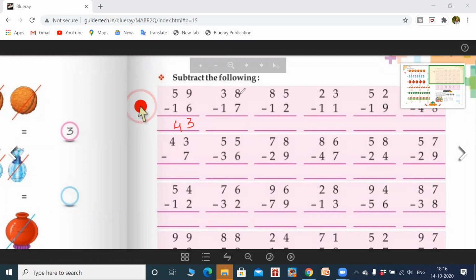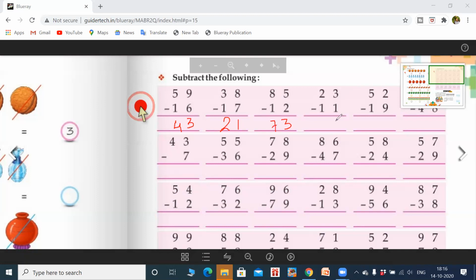Now subtract 7 from 8. 8 minus 7 is 1. 3 minus 1, that is 2. 21 is the answer. 5 minus 2 is 3, and 8 minus 1, that is 7.